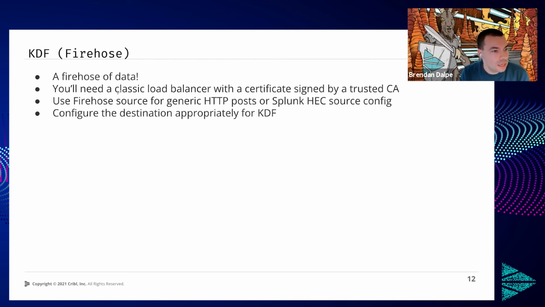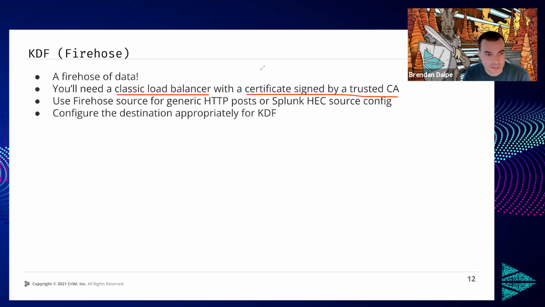So you need a classic load balancer, not an application load balancer, not a network load balancer. Today, Cribl Cloud technically does not support Kinesis Data Firehose. And you also need to have your load balancer installed with a certificate that's signed by a trusted certificate authority that Amazon trusts inside the Kinesis Data Firehose service. Those are listed on their documentation. You can go find those there.